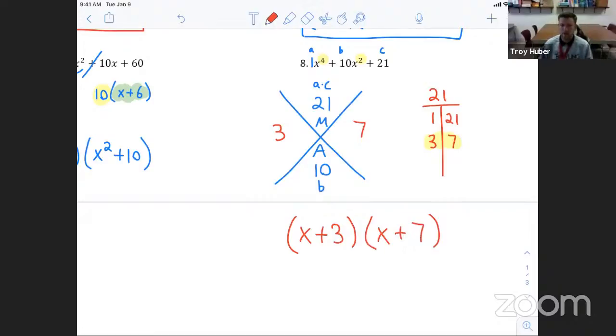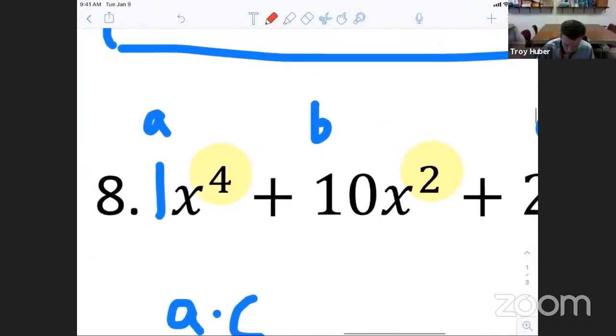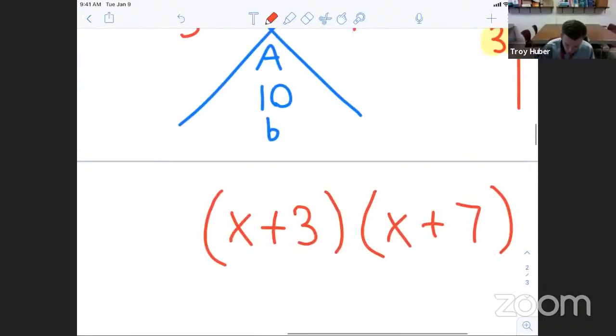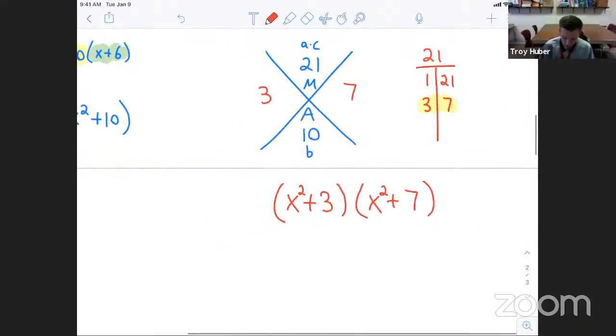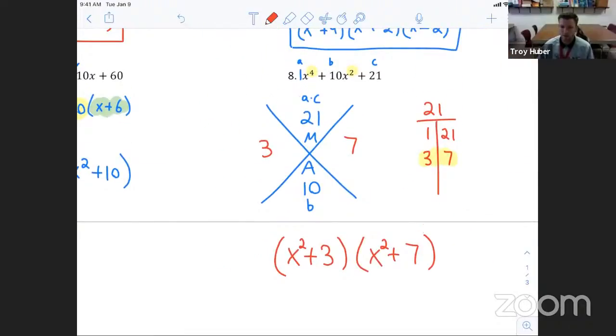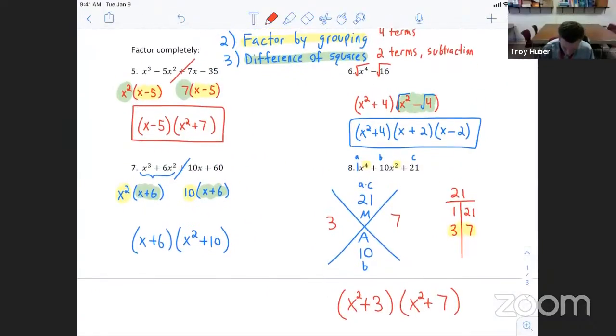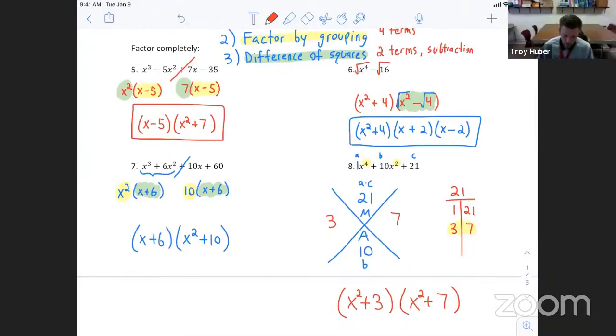As my two factors. But watch out, this was last unit, okay? This time it's x to the fourth power and x squared. Okay, so we just have to make these x's squared. As long as we make those x's squared, then we're good to go. All right, so these were our factoring problems that were 5, 6, 7, and 8. And I believe that's it for our review.